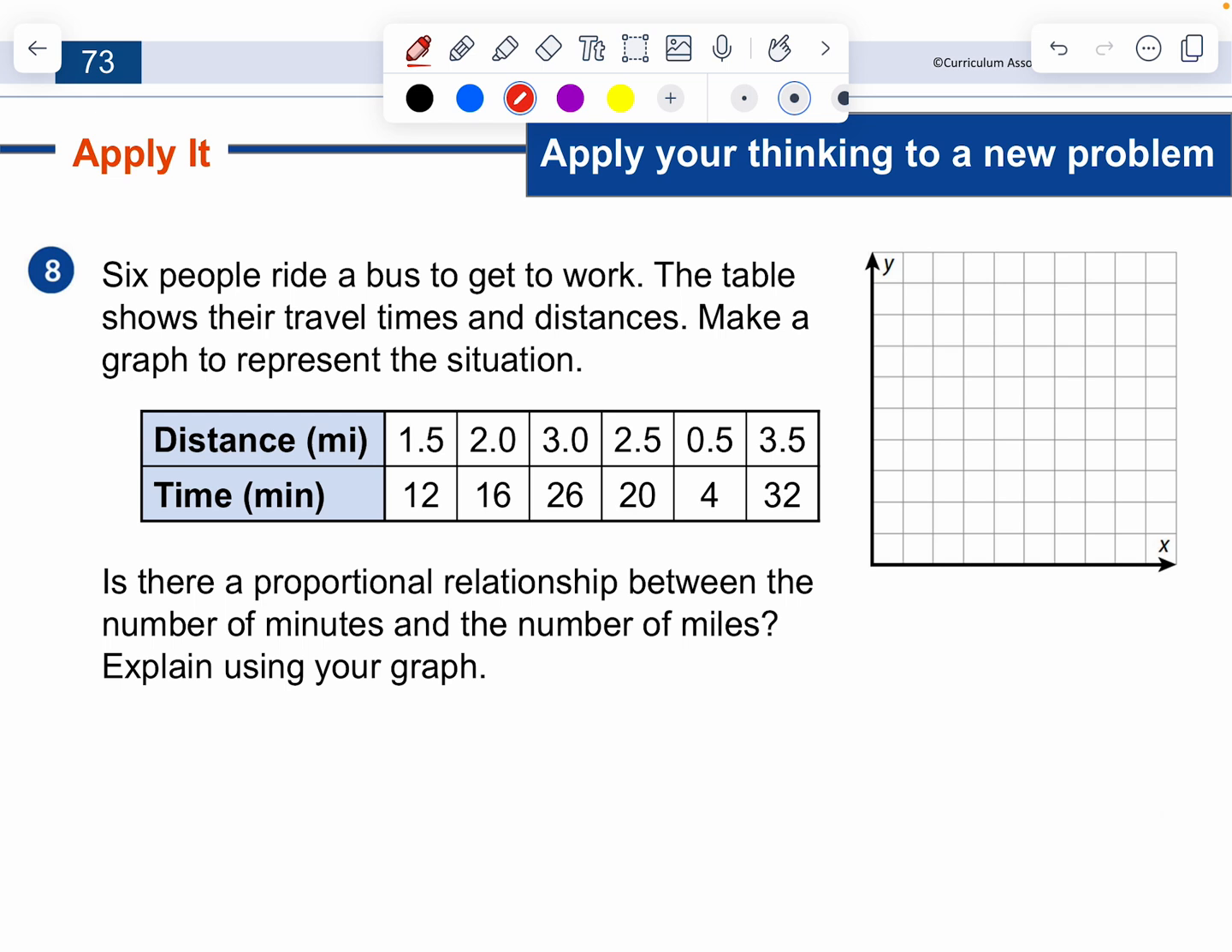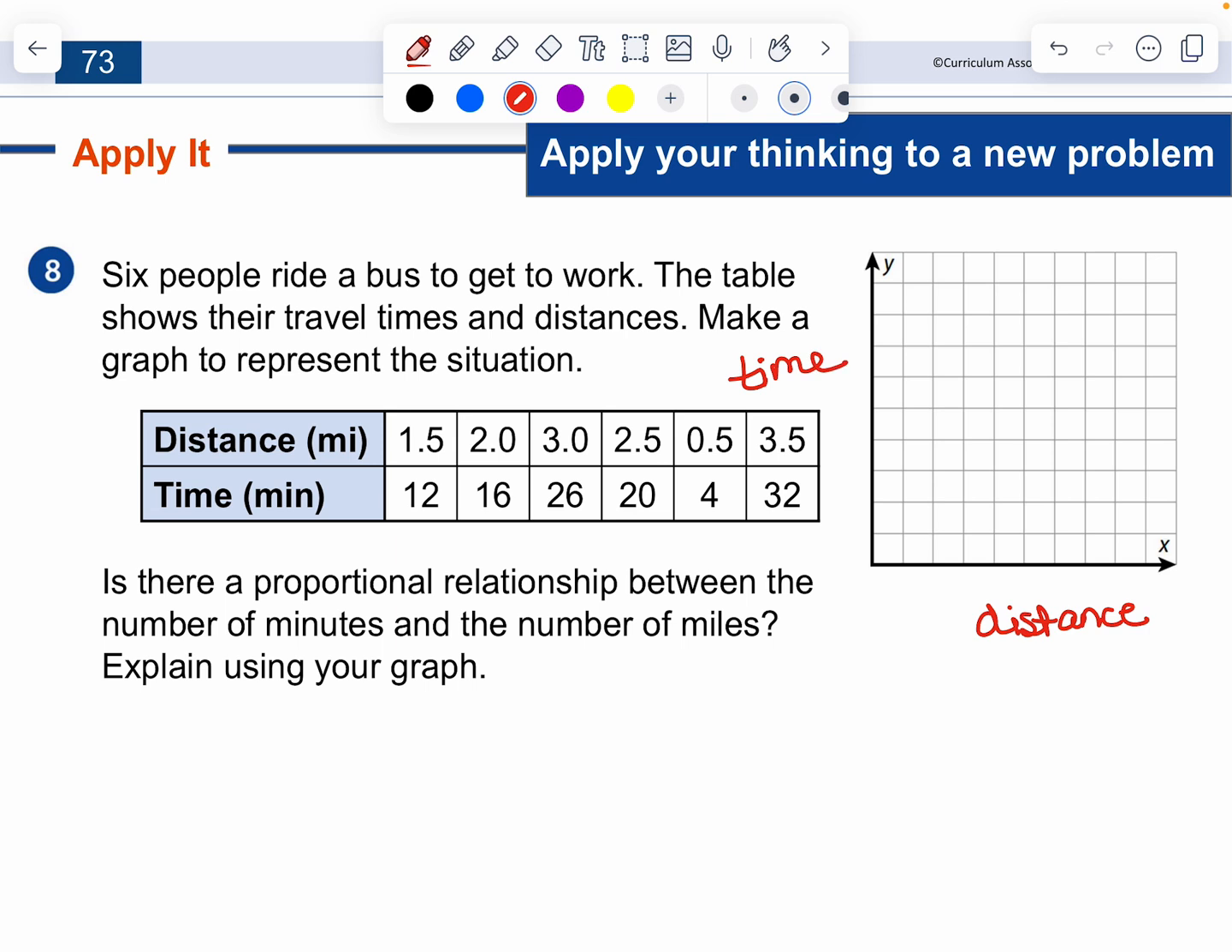Let's try this on our own. 6 people ride a bus to get to work. The table shows their travel times and distances. Make a graph to represent the situation. So in this case, we're going to put distance here and time on the y.